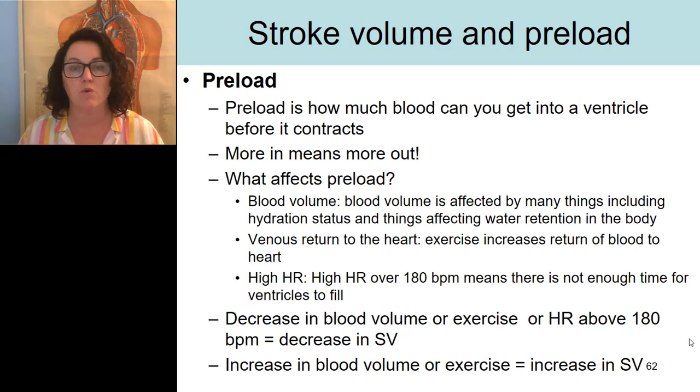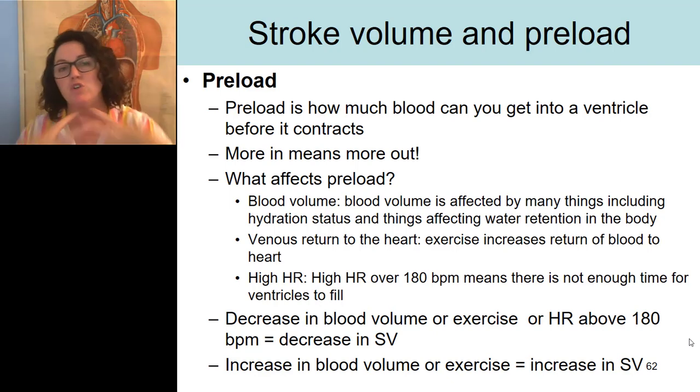Venous return to the heart will also affect preload. So I have another video on venous return to the heart, but here what's important to know is that if we can get more blood to return to the heart, we can get a bigger preload and a bigger stroke volume. One of the main things that helps to increase venous return to the heart is exercise. As we exercise, our skeletal muscles squeeze on our veins, pushing that blood back to the heart.